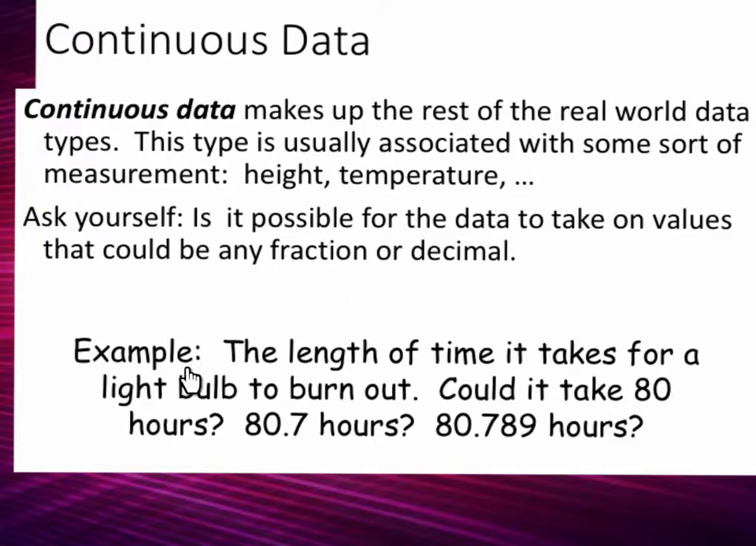So let me give you an example. The length of time it takes for a light bulb to burn out. Could it take 80 hours, 80.7 hours, or 80.789 hours? So remember that it's not that a light bulb will go out at 1 o'clock or 2 o'clock. It goes in between those times. So that is a continuous type of data. And I want to also underline that this can be a fraction or decimal.